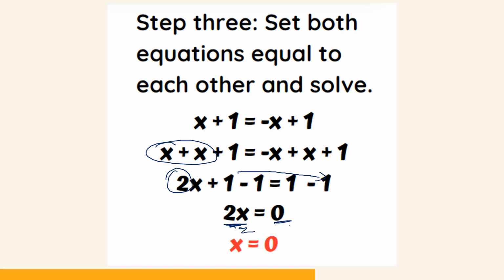1 minus 1 is 0. Then we divided both sides by 2. 0 divided by 2 is just 0. So we know x is equal to 0.